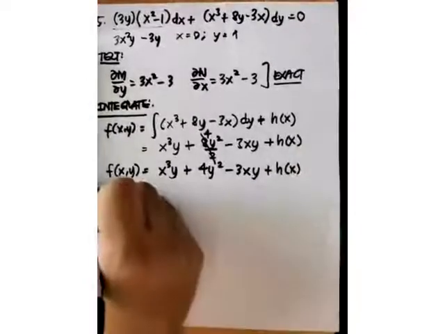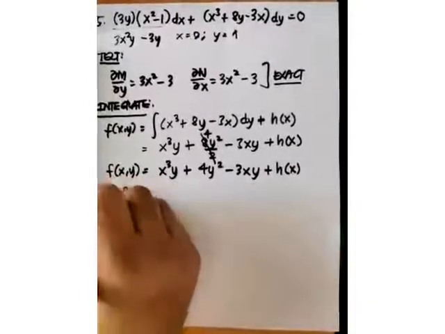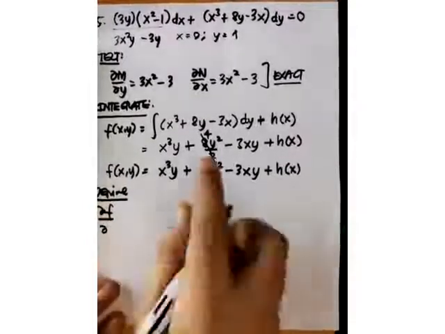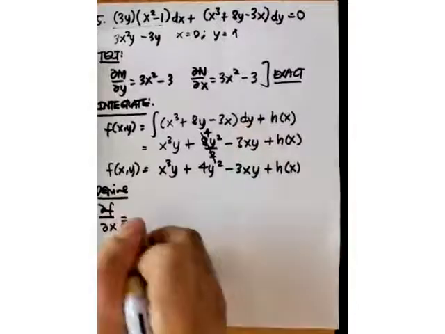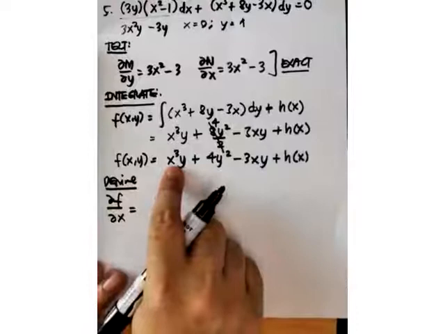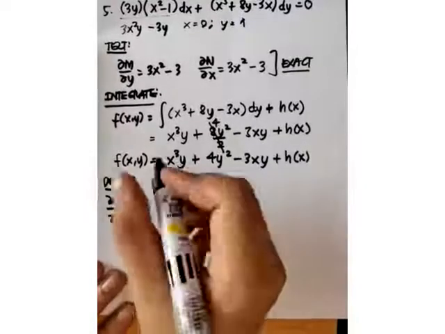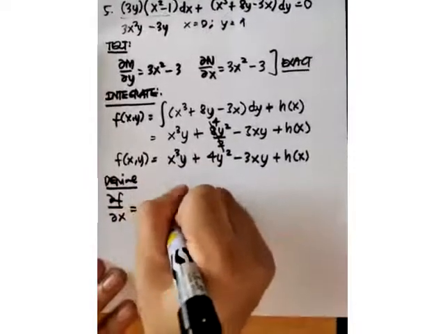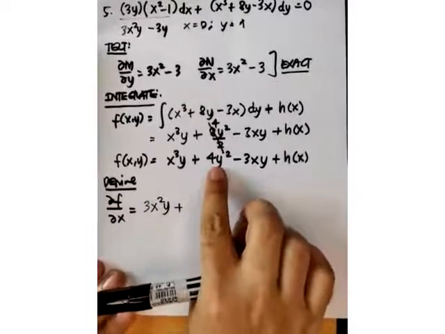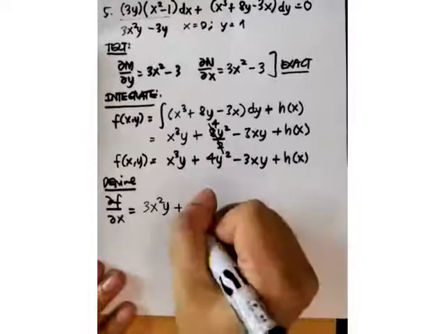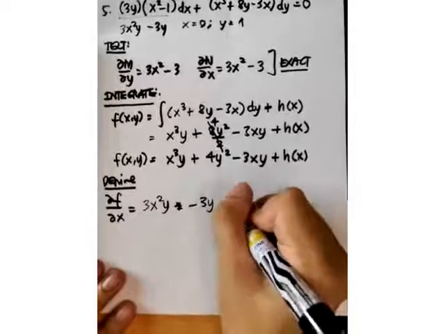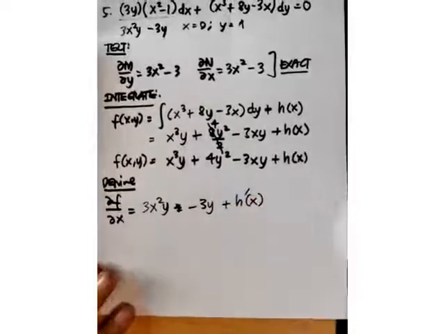x. Okay, next we will derive, okay, yung f natin, derivative ng f with respect to y ang ginamit natin. So this time it's x. Okay, so derive nito in terms of x. So that is 3x squared y plus derivative nito in terms of x, 0. Derivative nito in terms of x is, hindi na pala to, minus 3y plus h of x prime.